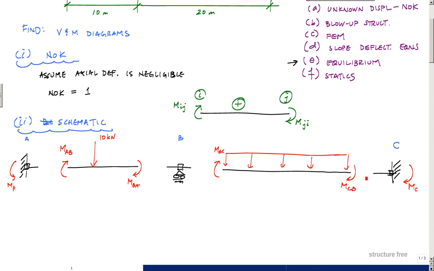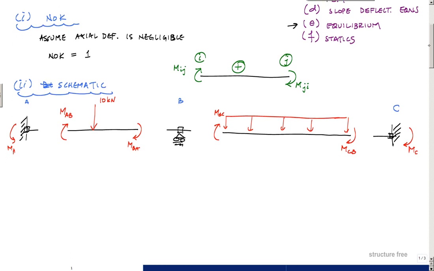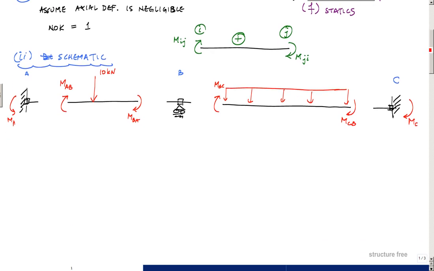And this is really important. If you don't do this right, you're not going to get anything right. Okay, and that's just the way it is. And then from there, you go to the other side, just apply equal and opposite. So here, this is again MAB, equal and opposite. Here is MBA, equal and opposite. Here is MBC, equal and opposite on the joint, and MCB, equal and opposite on the joint. And there is my blown up schematic.